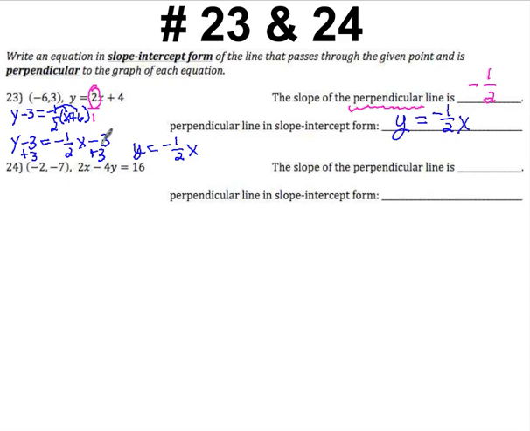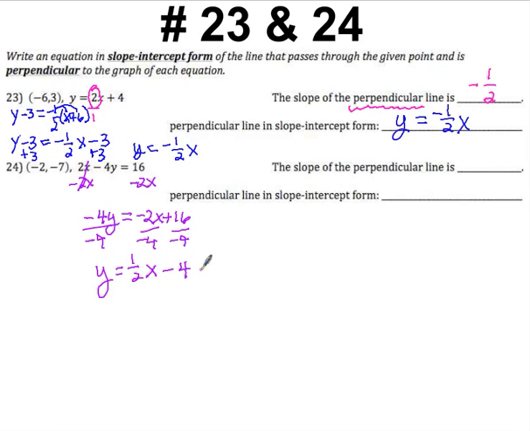We're going to do the same thing here. Of course, we have to find the slope first, so I don't know what the perpendicular slope is because I don't know what the original slope was. So I subtract 2x. Remember, to move a term, I always add or subtract it. To remove part of a term, I multiply or divide. So we get negative 2x plus 16. We divide by negative 4. So my original equation in slope-intercept form is going to be 1/2 x minus 4, because 16 divided by negative 4 is negative 4. So that's my original line, but I need to find the perpendicular slope to that.